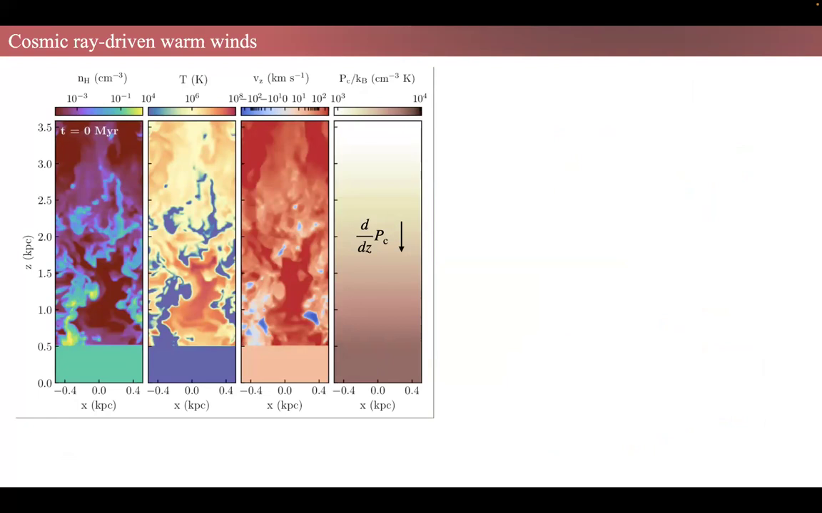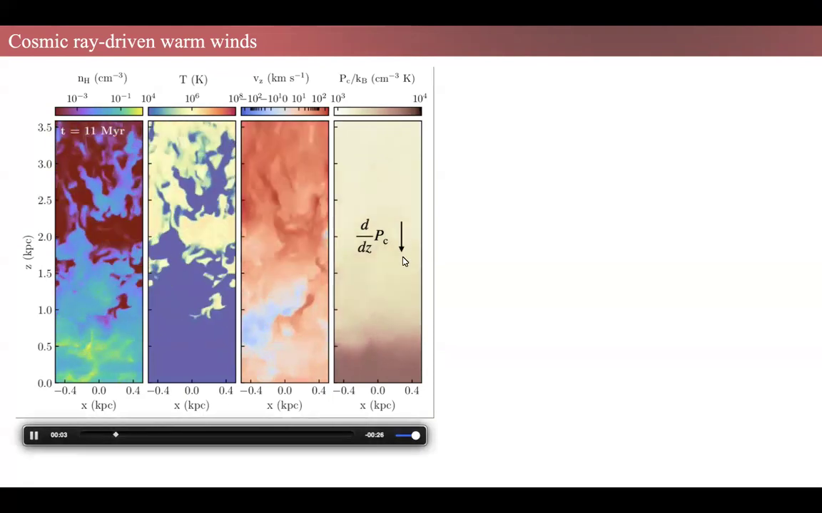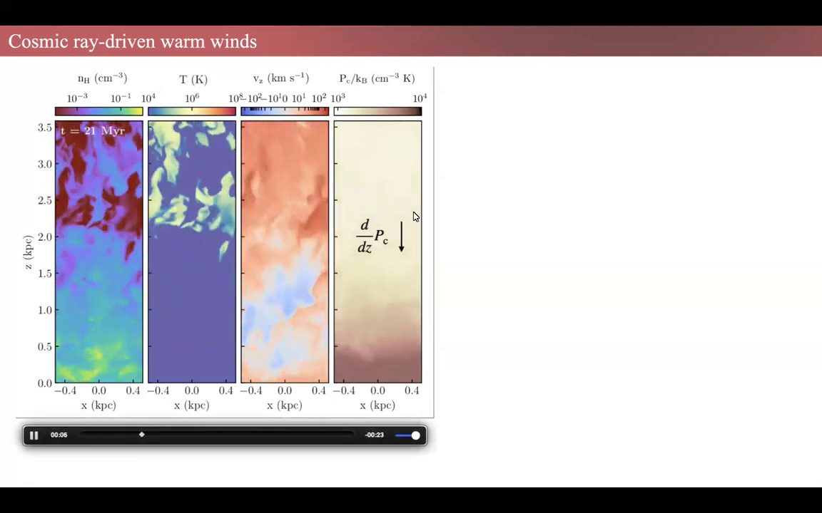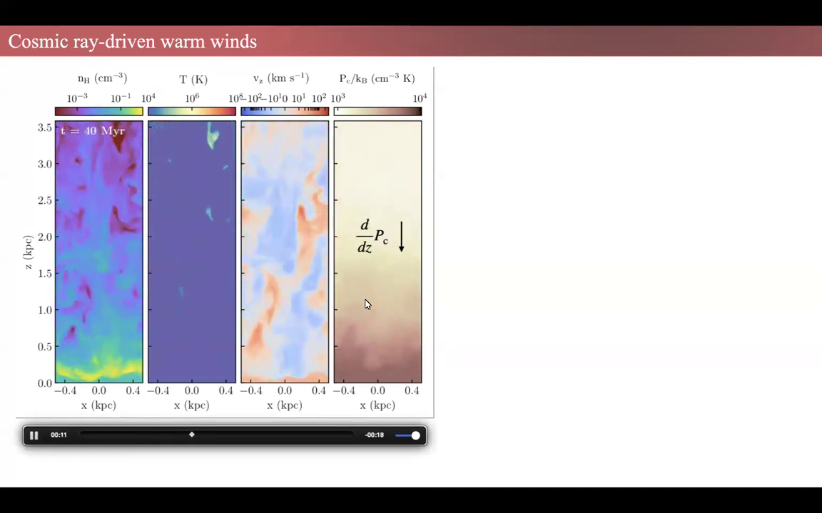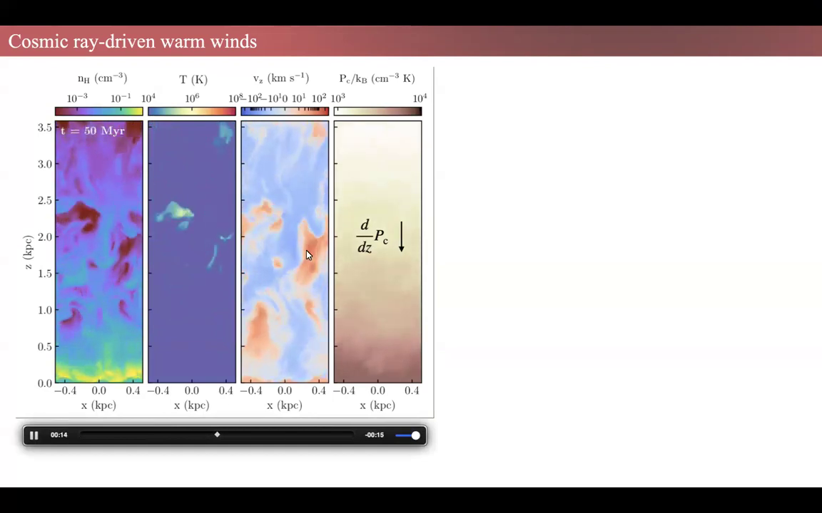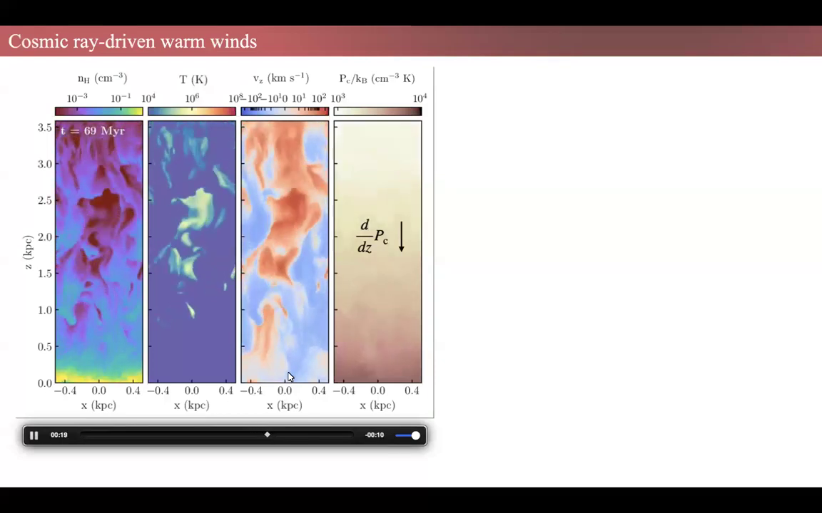Now, in the absence of cosmic ray pressure, you might expect that thermal pressure forces would become negligible once the hot gas present in the initial conditions escapes the simulation box. However, in the presence of cosmic rays, a cosmic ray pressure gradient pointing downward is present throughout the entire simulation. And the thermal gas adjusts to the presence of such gradient, with the low density gas flowing out and the high density gas falling in.